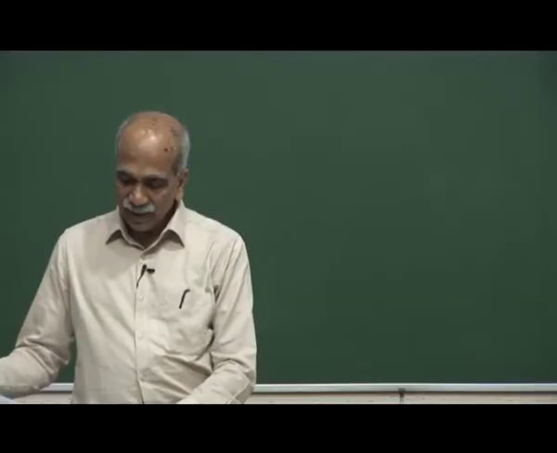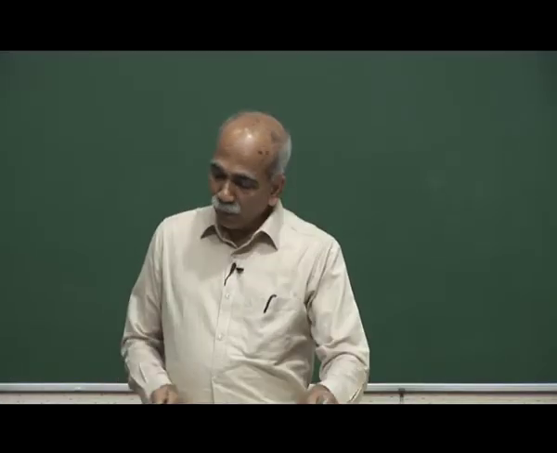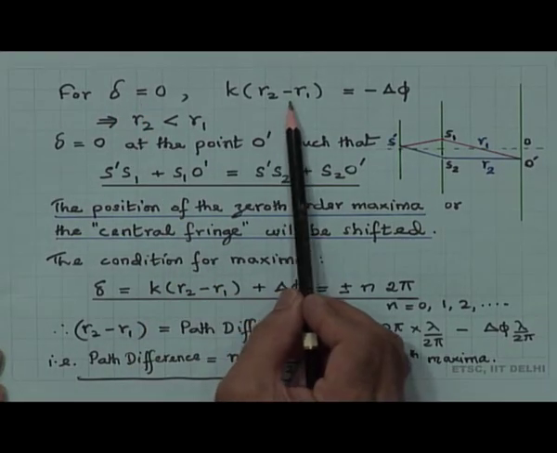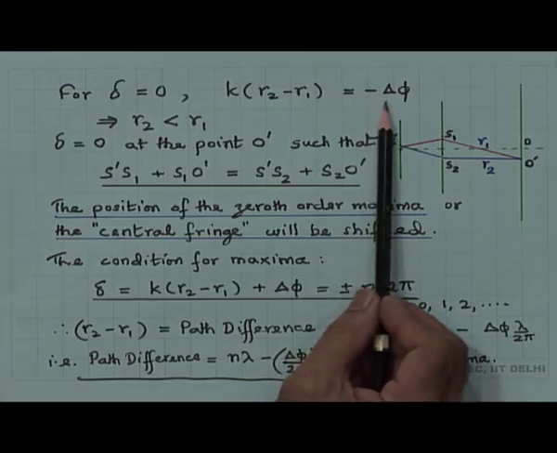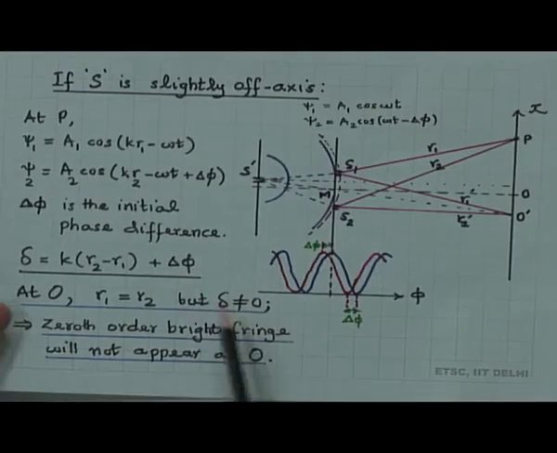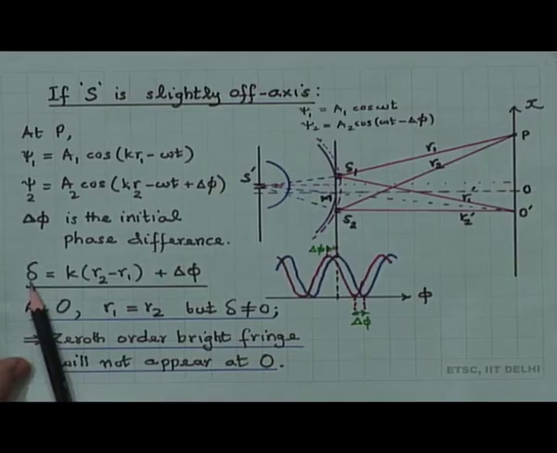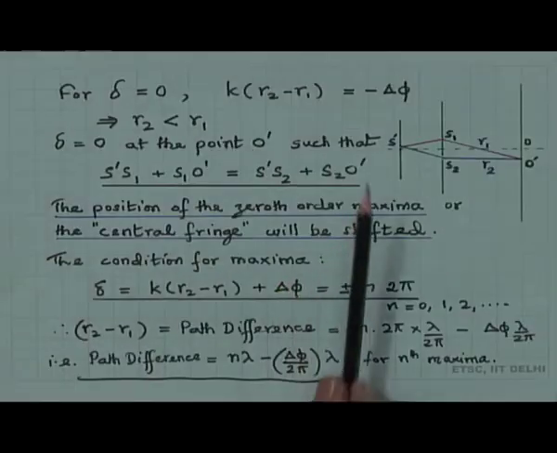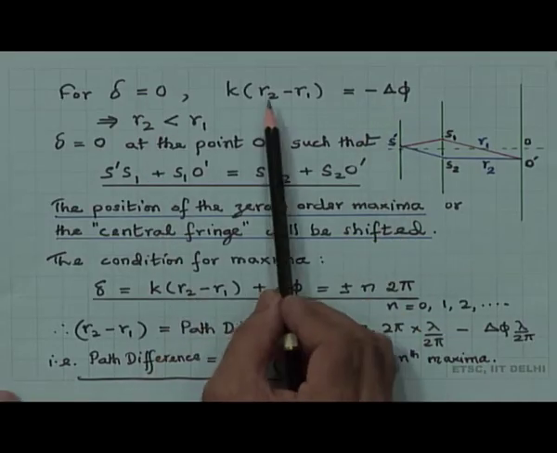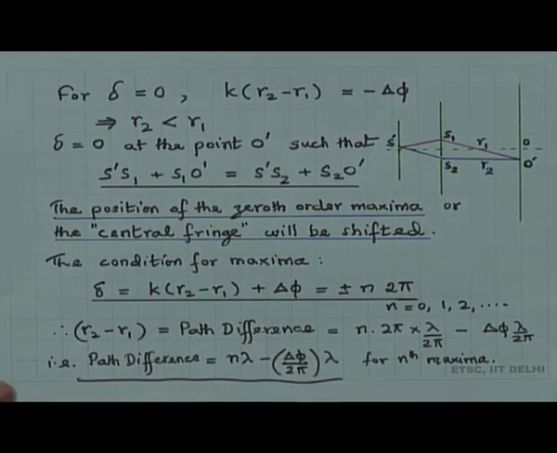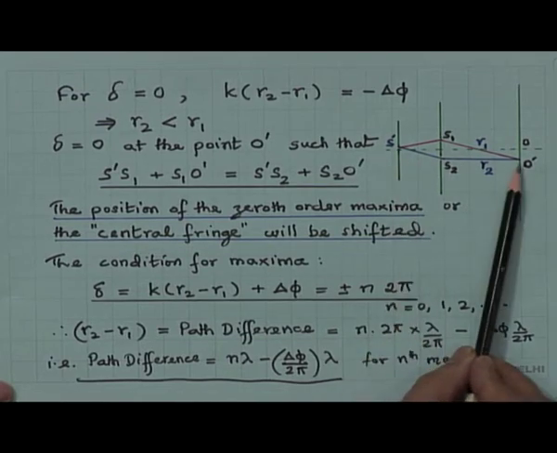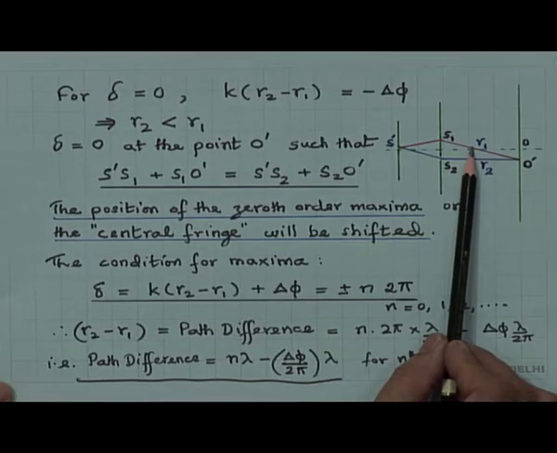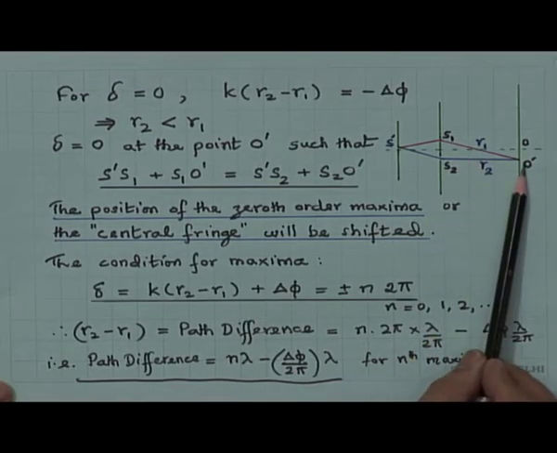So, let me take this here. Therefore, for delta equal to 0, k into (r2 minus r1) is equal to minus delta phi. Please see that for this to be 0, this will be equal to minus delta phi, and that is what I have written, which means r2 must be less than r1, and therefore, I have shown a point O dash here where r2 is less than r1.